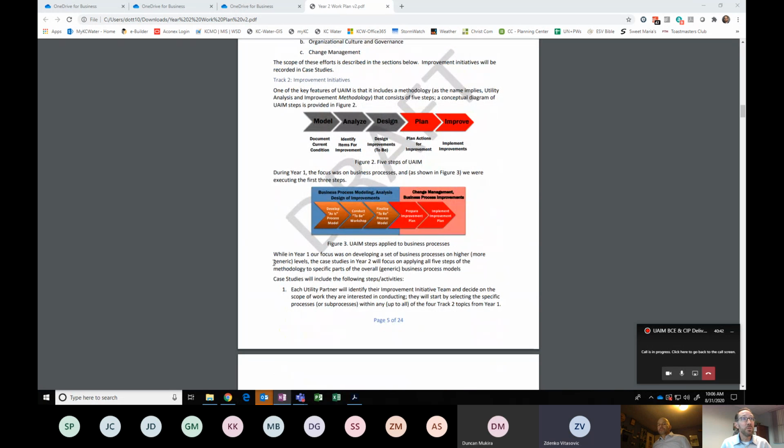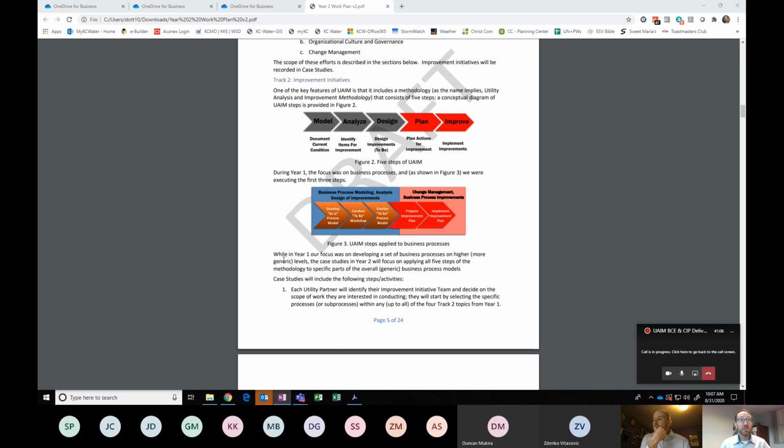And it really states it really well right here at the bottom of page 5. It says, in year 1, our focus was on developing a set of business processes on a higher, more generic level that would apply kind of across the industry. So that's what you saw Getachew present. And that was the outcome of year 1.